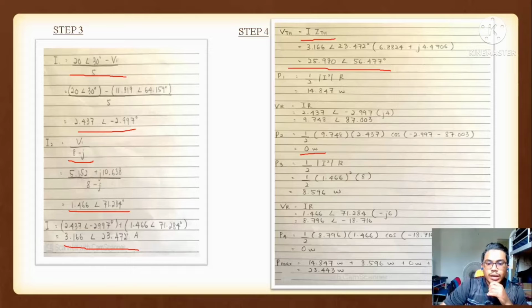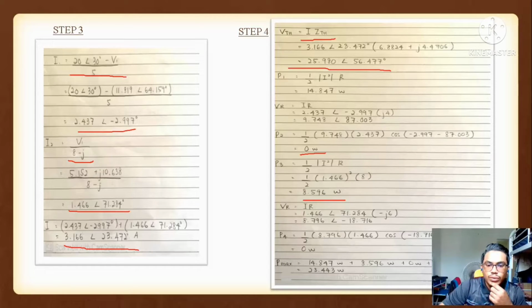Okay, for the power 3 is in our second part. In the second part we will use I2 here. Our I2 is 1.66 at 71 degrees and 284 degrees. As we can see here, the flow is the same as here, but the I is different. The value of I is different because the place is different. And then we can get the answer, which is 8.596 watt for the power 3.